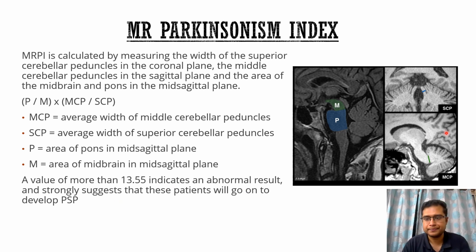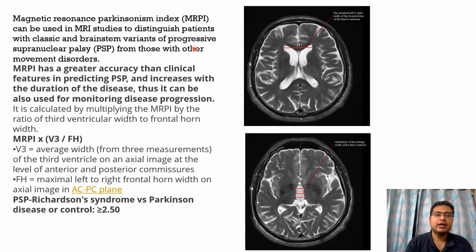So why is the Parkinsonism index so important? It is because it is used in MRI studies to distinguish patients with classic and brainstem variants of PSP from those with other movement disorders. And secondly, it has a greater accuracy than clinical features in predicting PSP and increases with the duration of the disease, and thus can be used for monitoring disease progression as well, and hence a very important index that should be given in all cases of suspected PSP.